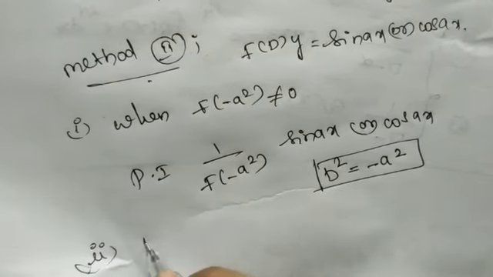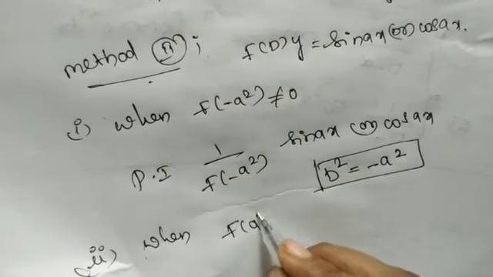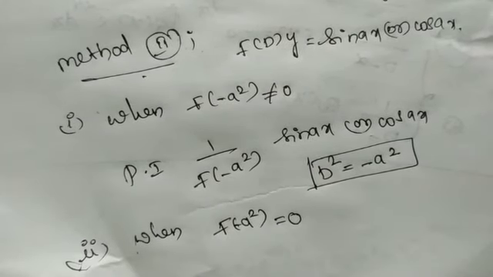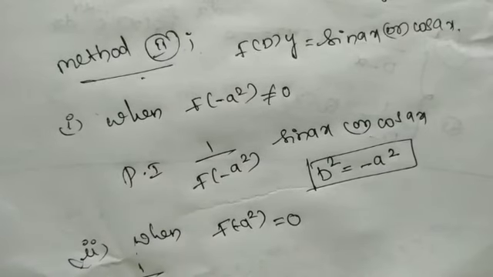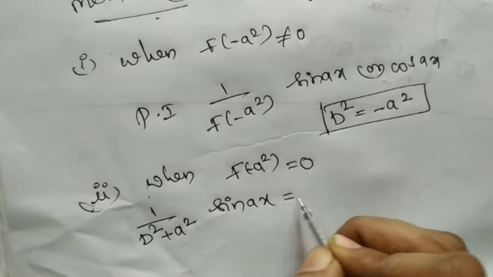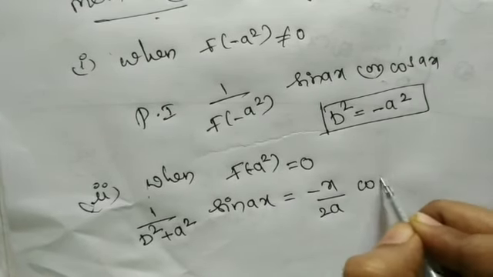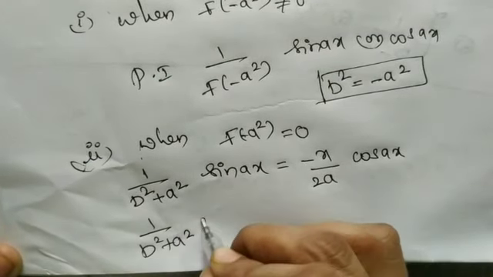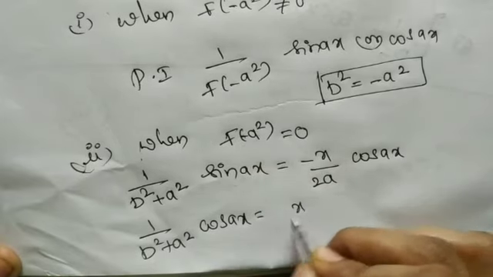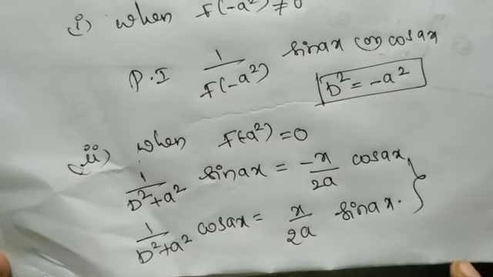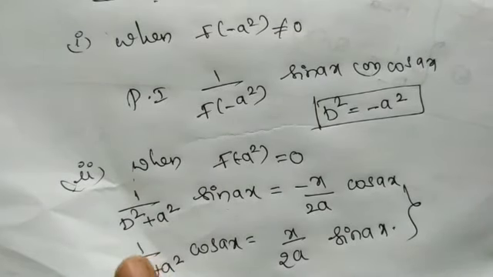Next, when f(-a²) = 0, then here we have the formulas: 1/(D² + a²) sin ax = -x/(2a) cos ax, and 1/(D² + a²) cos ax = x/(2a) sin ax. So these are the two formulas for the case 1/f(-a²) with f(-a²) = 0.